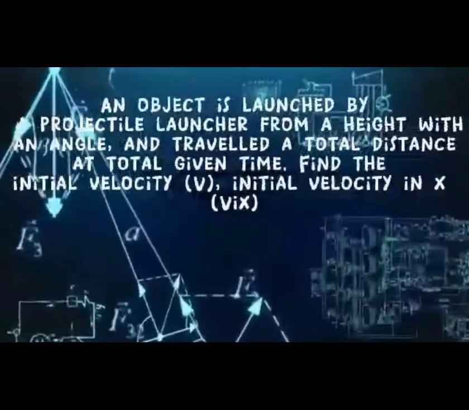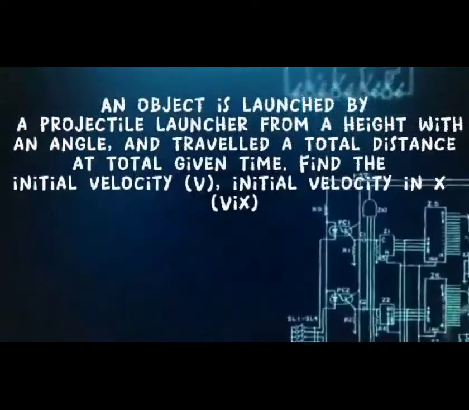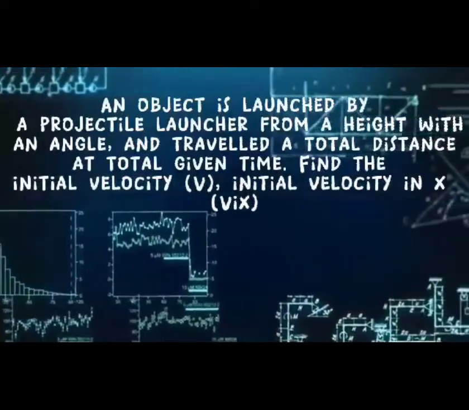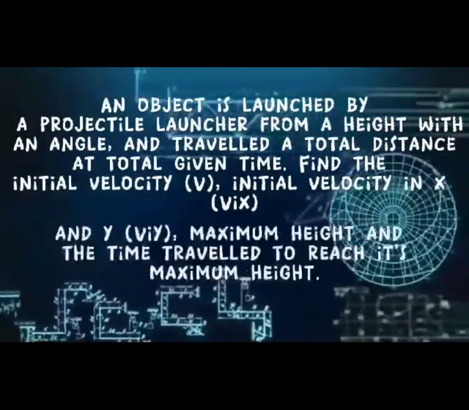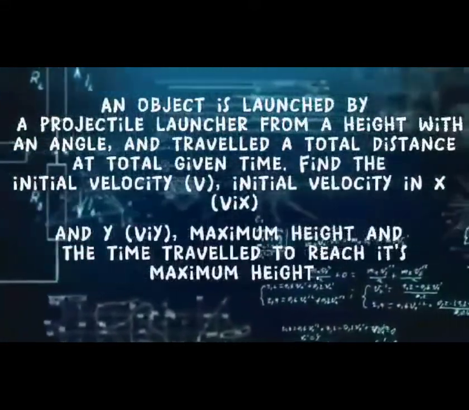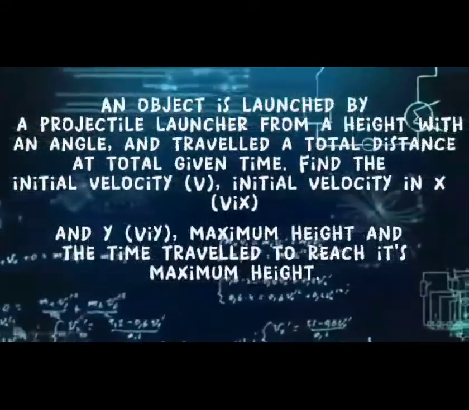Problem: an object is launched by a projectile launcher from a height with an angle and travels the total distance at a total given time. Find the initial velocity V, initial velocity in x, and y, maximum height, and the time traveled to reach its maximum height.